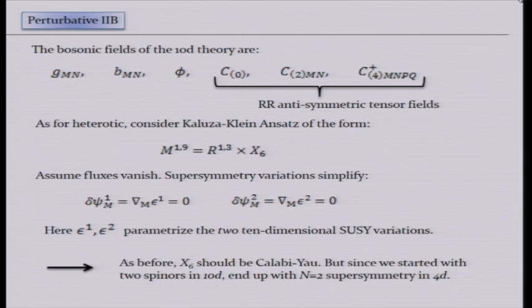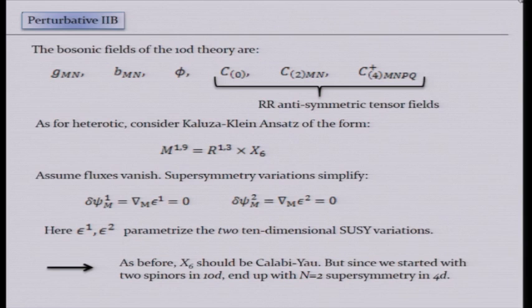This time we have a set of Ramond-Ramond antisymmetric tensor fields. And in type IIB, it's C0. It's a two-index tensor field, and it's a four-index tensor field. And this four-index tensor field has a self-duality condition, which is why I denoted it with a plus up there.